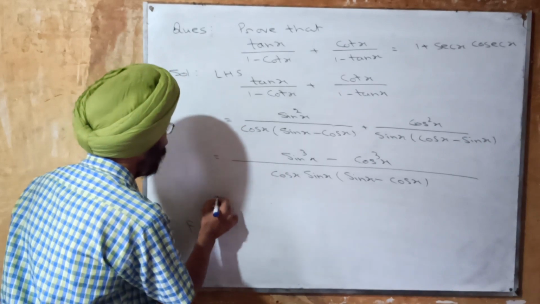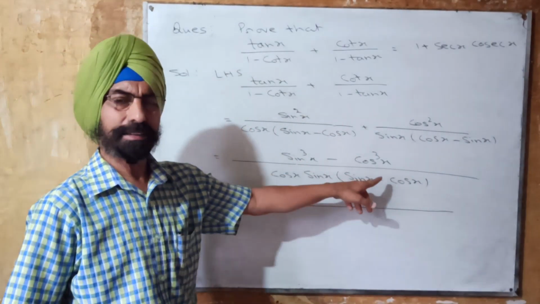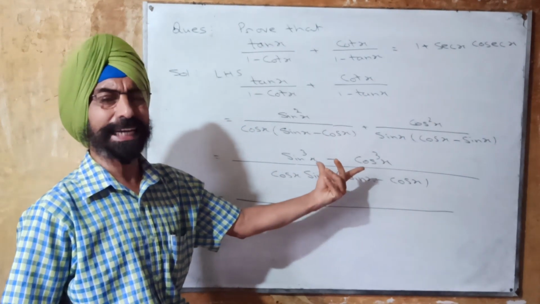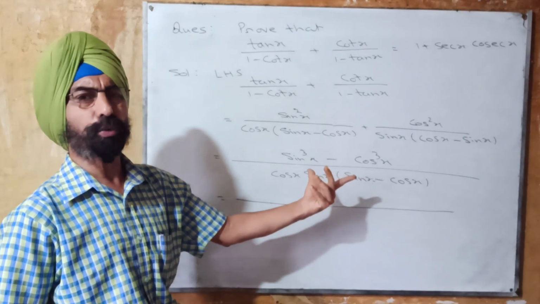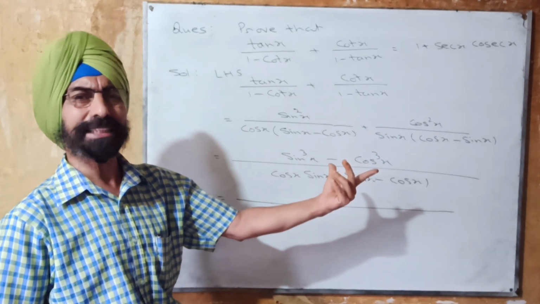Now, in the numerator, you have sin cube x minus cos cube x. What we have to do? Just factorize. A cube minus b cube factors are a minus b into a square plus b square plus ab.